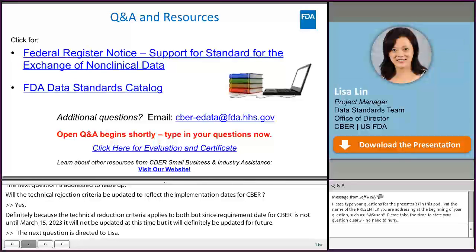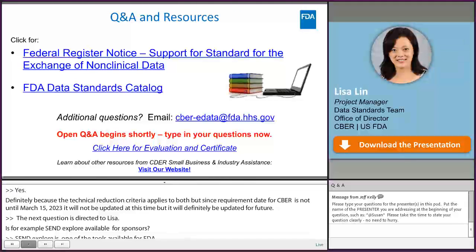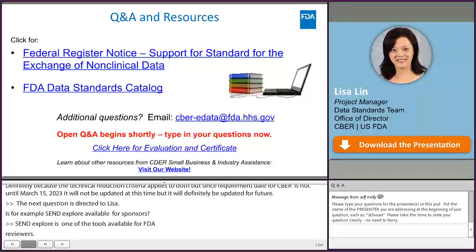Send Explorer is one of the tools available for FDA reviewers. I believe that's a marketing tool available on the market. So I'm sure you can contact the vendor for purchasing Send Explorer, but this is just used as one of the tools for CBER and the CDER reviewers on the non-clinical stuff.